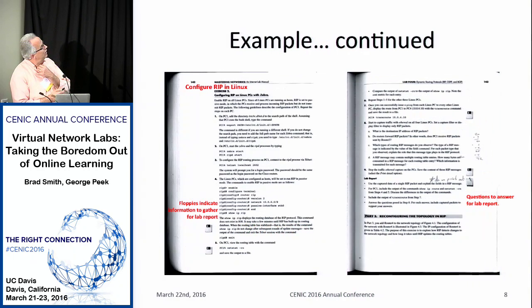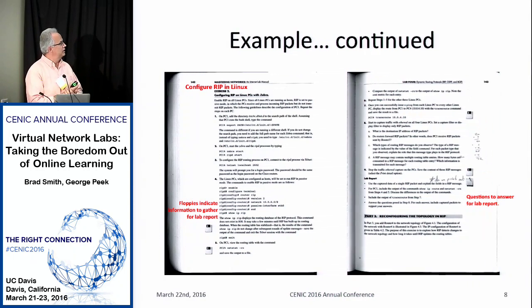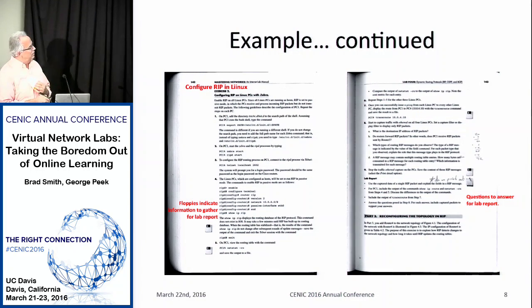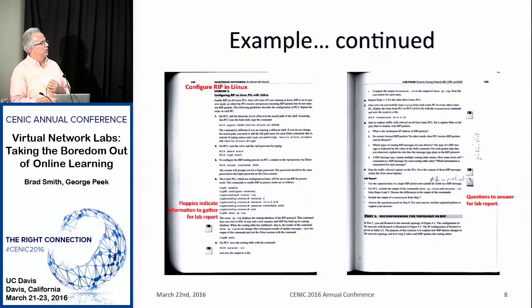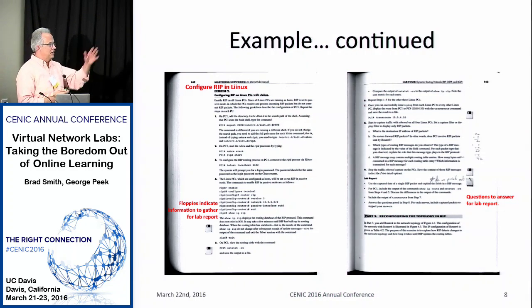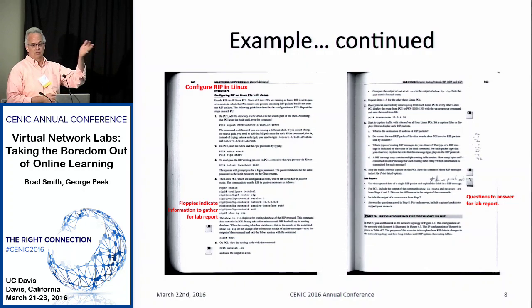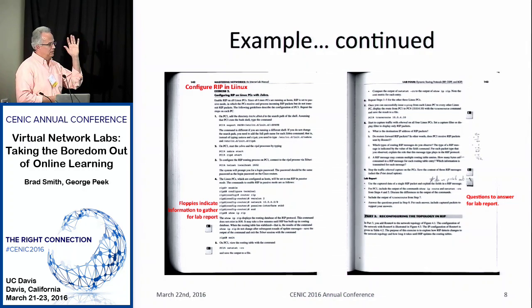You see here how to configure Linux to do RIP, and then, because we always wanted them to do both the router and Linux. And then it shows you what data to gather and what report to write. The floppies are data to gather. The little post-its are, this is what you need to write up in your report. And it goes on and on like this. This is many pages. So the challenge with this is that it's just, again, sort of monkey see, monkey do.